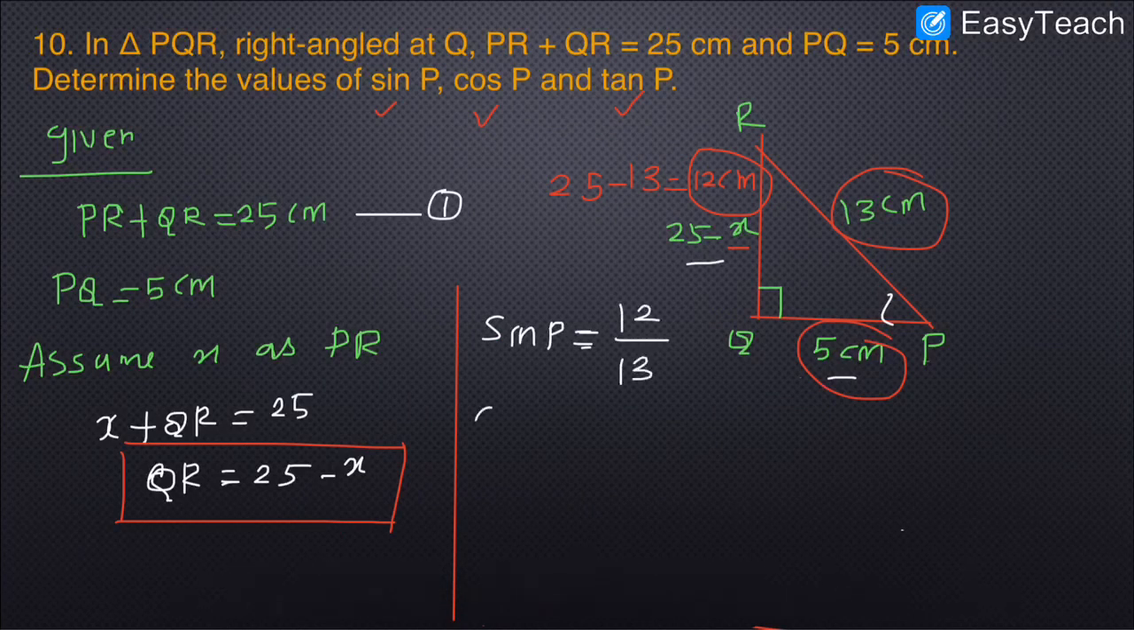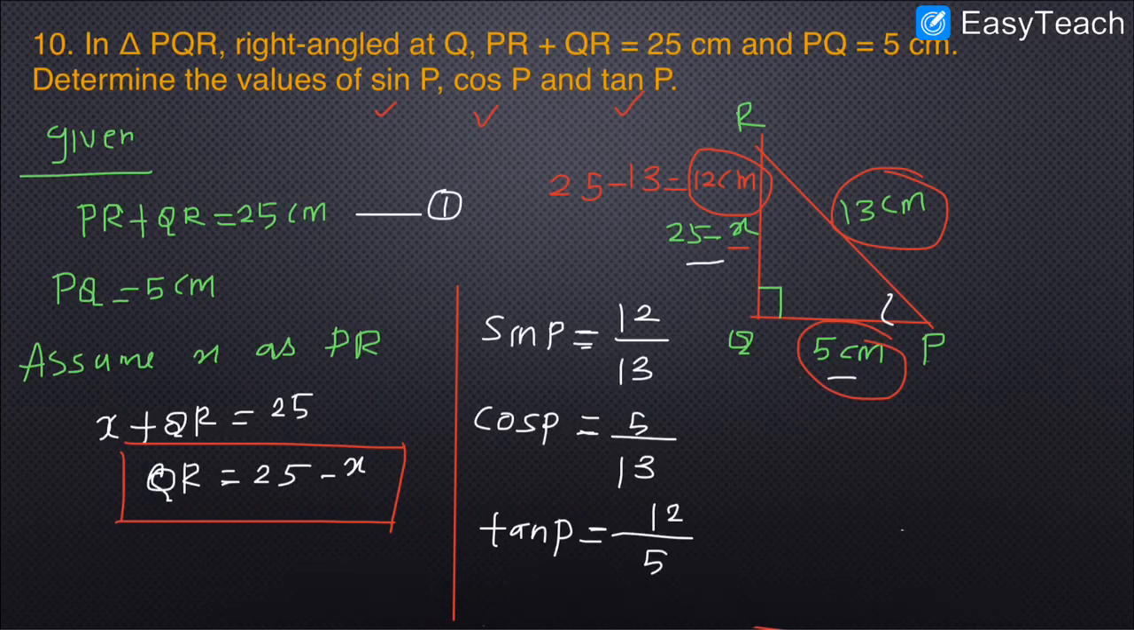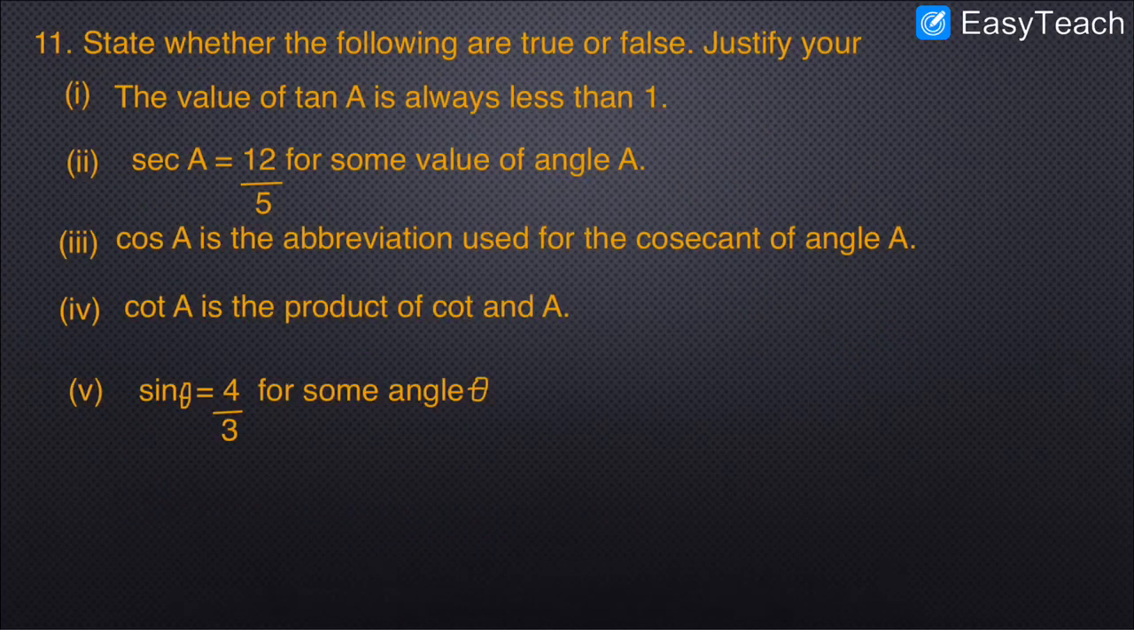Okay, sin P is opposite by hypotenuse, which is 12 by 13. Cos P is adjacent by hypotenuse, which is 5 by 13. For tan P, sin by cos, which is 12 by 5. Hope you understand. Let's move on to the final questions, the 11th one.